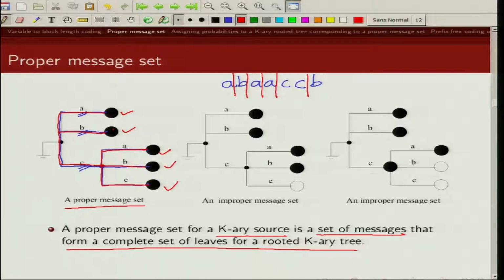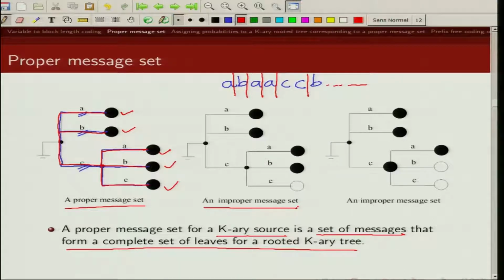So if I get a sequence which has A, that's my block, B, that's my block. If I get a C, I look at the next bit, and depending on what my next bit is, that's how I parse my sequence. So this is my set of sequences that's coming in, and that's how it is getting parsed. Now look at this particular example, which I am calling an improper message set.